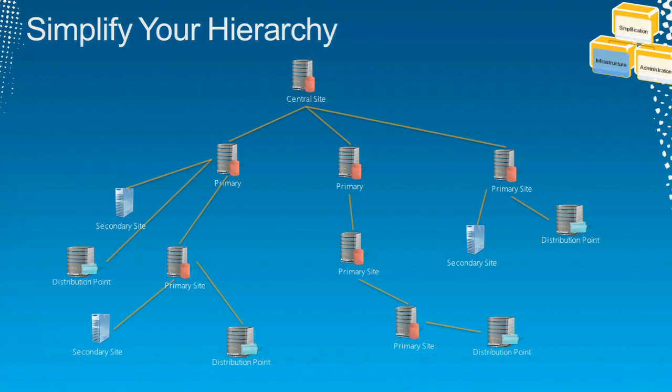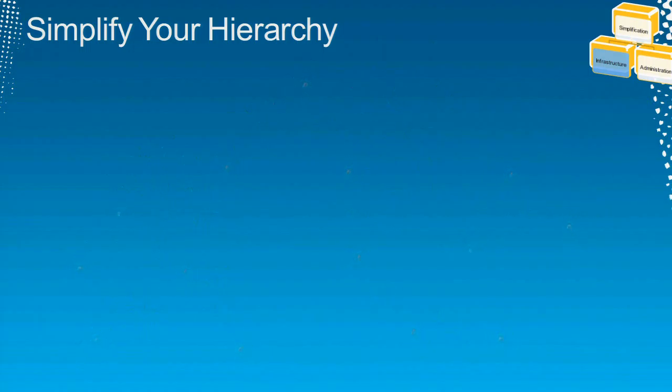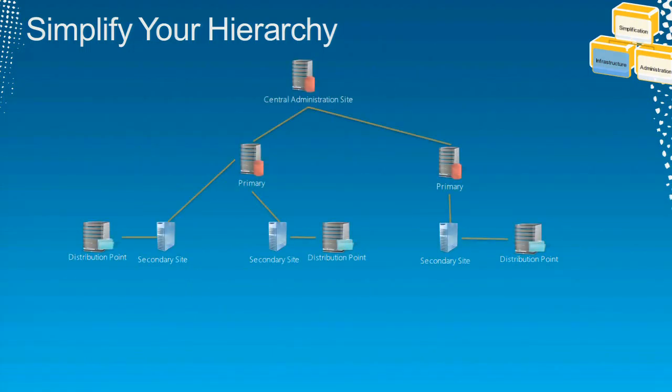What this hierarchy would change to is that: a single central administration site, one tier of primary sites, and then if you want, a tier of secondary sites. That's it. That's as complex as your hierarchy can be now in a Configuration Manager 2012 environment.